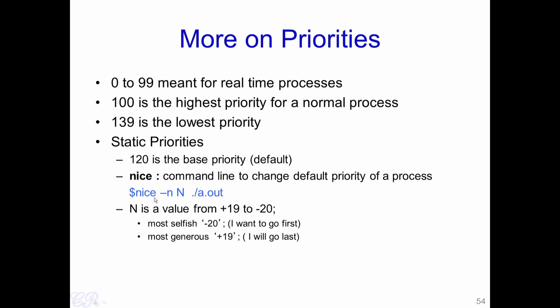So, for example, if I say nice -n +19 ./a.out, the process that I am starting will have a priority of 120 plus 19, that is 139. This would be the least priority that it could have. On the other hand, you could also specify nice -n -20 ./a.out. This would give the process a priority of 100, which is the highest priority that the process could get considering that it is a normal process. So, these are the static priorities that the process could get during the start of execution.